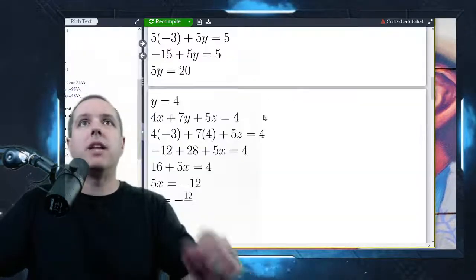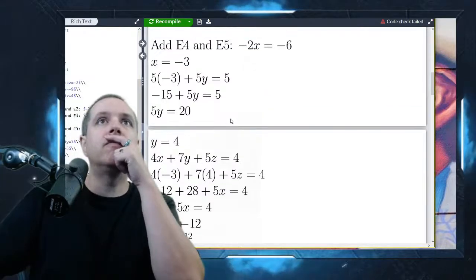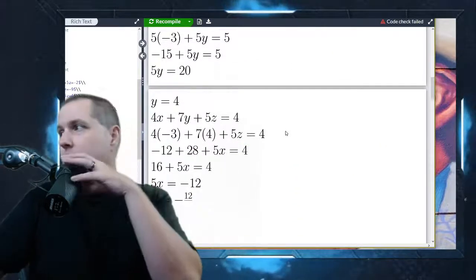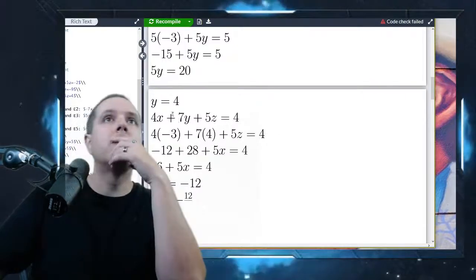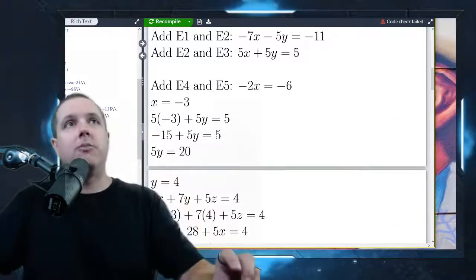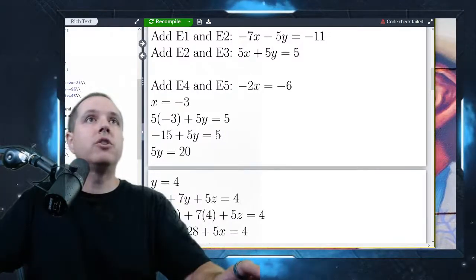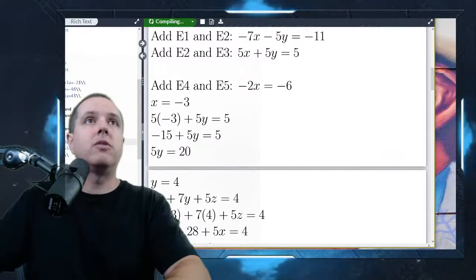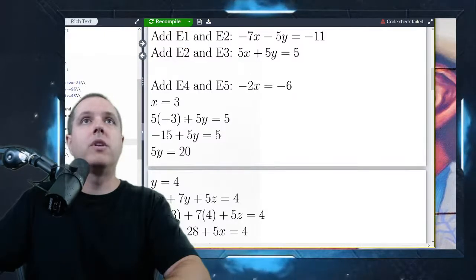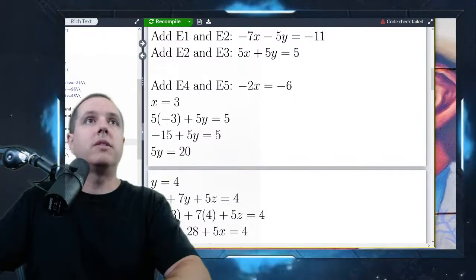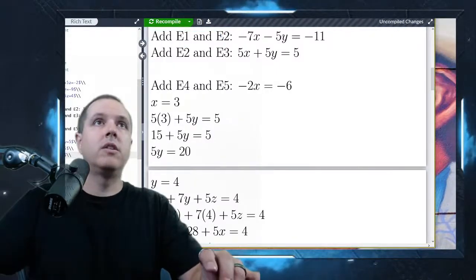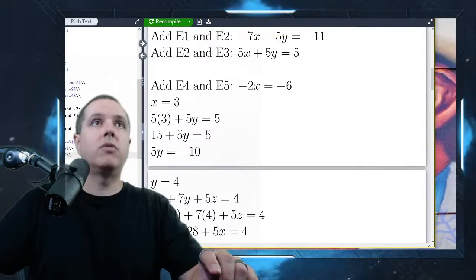I think I've made a mistake in this last part. Let's see. It can be a little tricky. Oh, you're right. I didn't cancel my negative here. Thanks for pointing that out. So this should be positive 3, which would mean, oh, so it would fix all that. So 15, so that would become positive 15, which then when you subtract would become 5y equals negative 10, which would mean y equals negative 2.